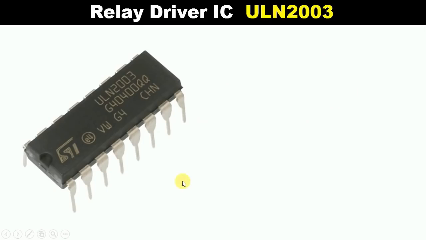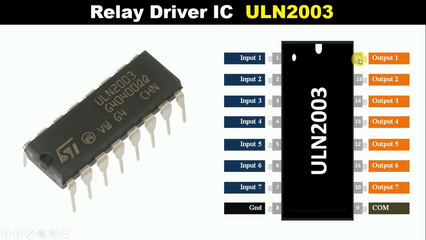Now besides, we have to use an IC also. This IC is also known as a relay driver IC. The number of this IC is ULN2003. Now in this IC, you will get a total of 16 terminals.